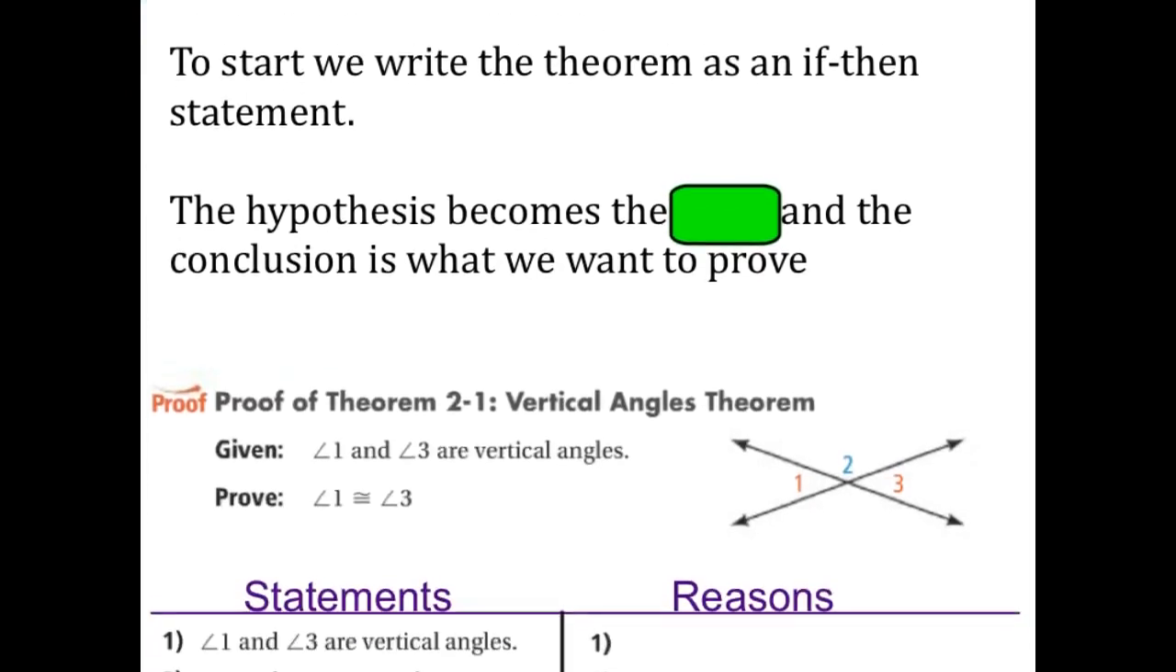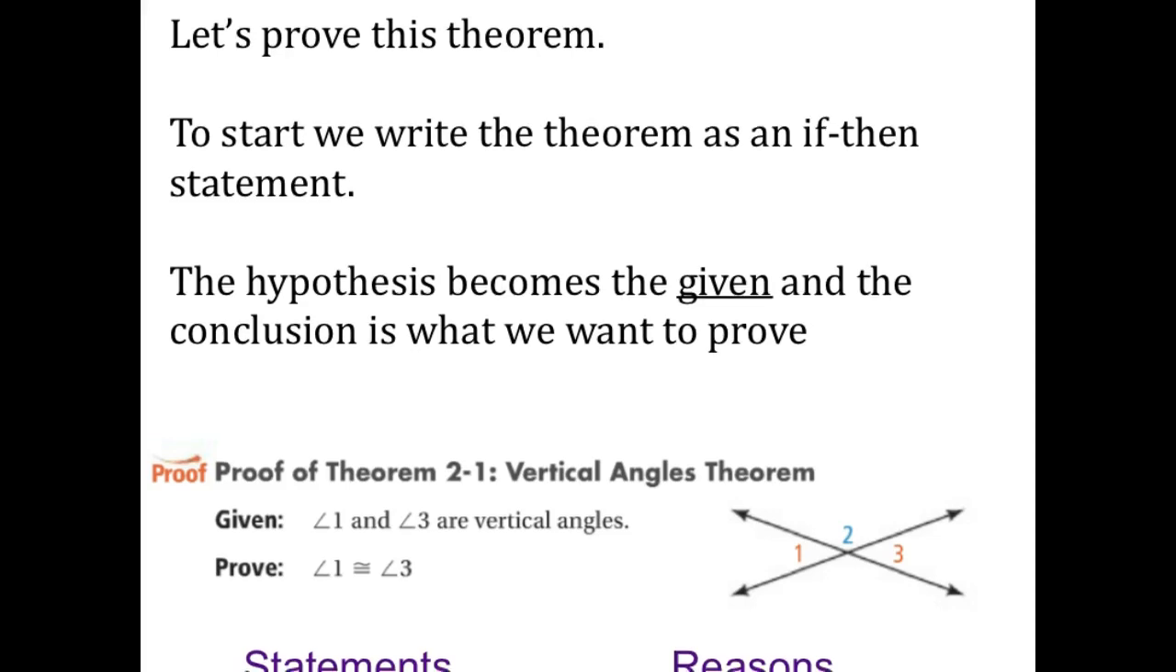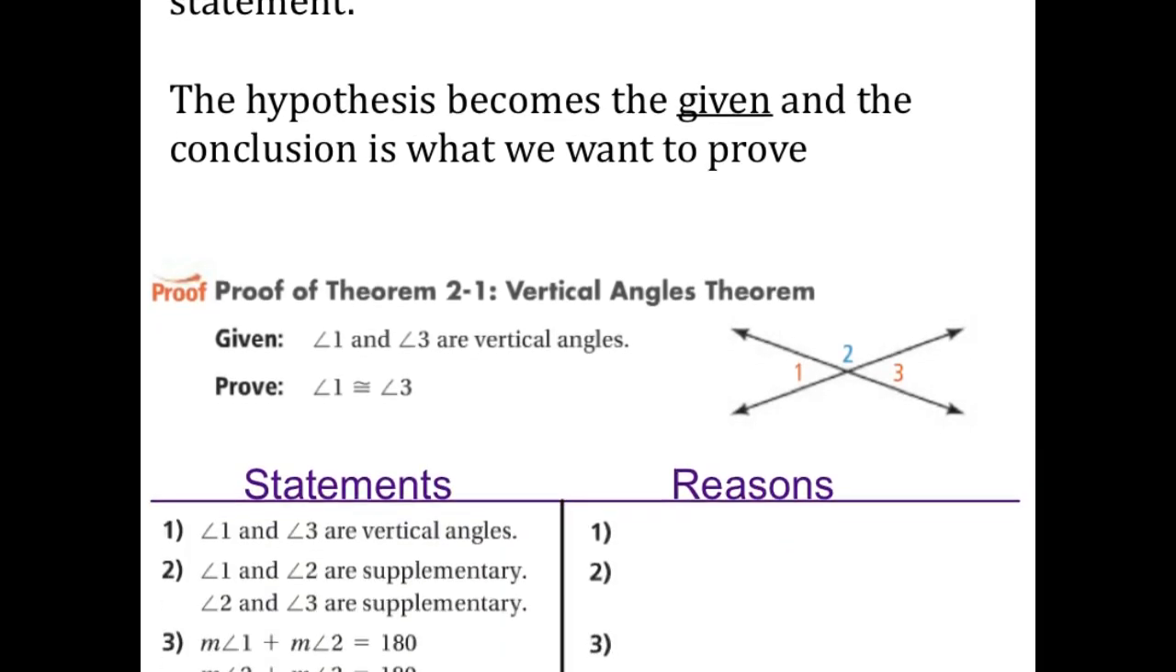So to prove a theorem, we start off by writing it as an if-then conditional statement. The hypothesis becomes the given, and the conclusion is what we want to prove. And so that turns into this right here, our setup for our proof. It says angles 1 and 3 are vertical angles. Prove angle 1 is congruent to angle 3. So you want to think about it as if these are vertical, then they are congruent.